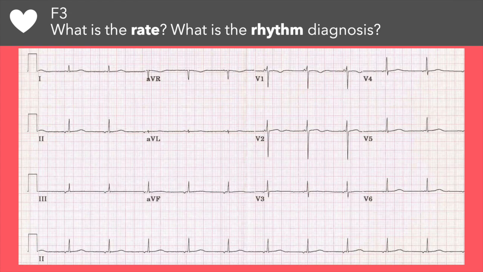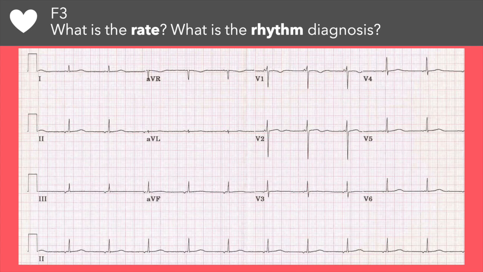F3, what is the rate? What is the rhythm diagnosis? So the rate is about 60. It's a junctional escape rhythm. So how we can get that is QRS, 1, 2, 3, 4, 5, 6, 7, 8, 9, 10. 10 times 6 is 60. And I almost see about 5 large boxes between the QRSs, roughly. 1, 2, 3, 4, 5. So 300 divided by 5 is 60.